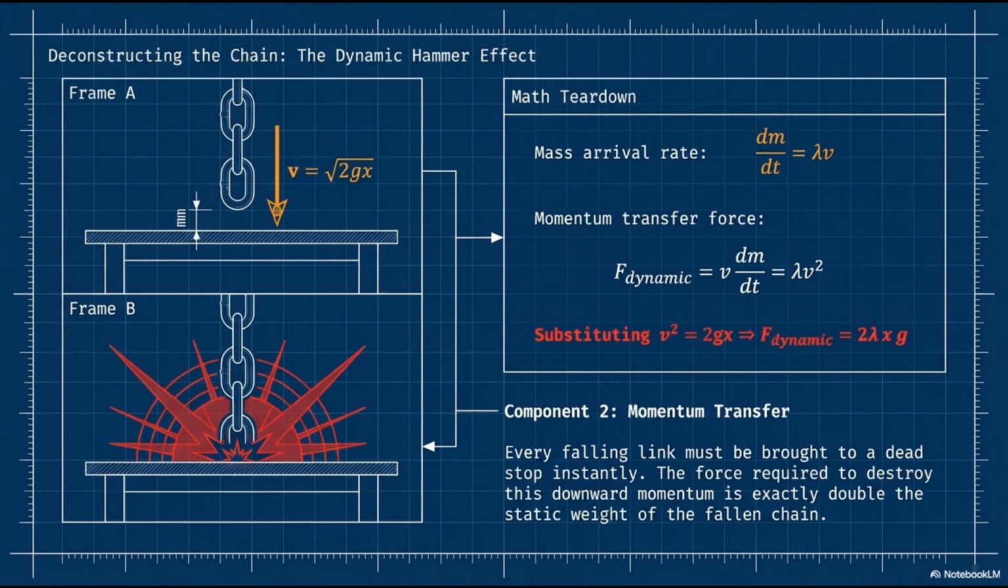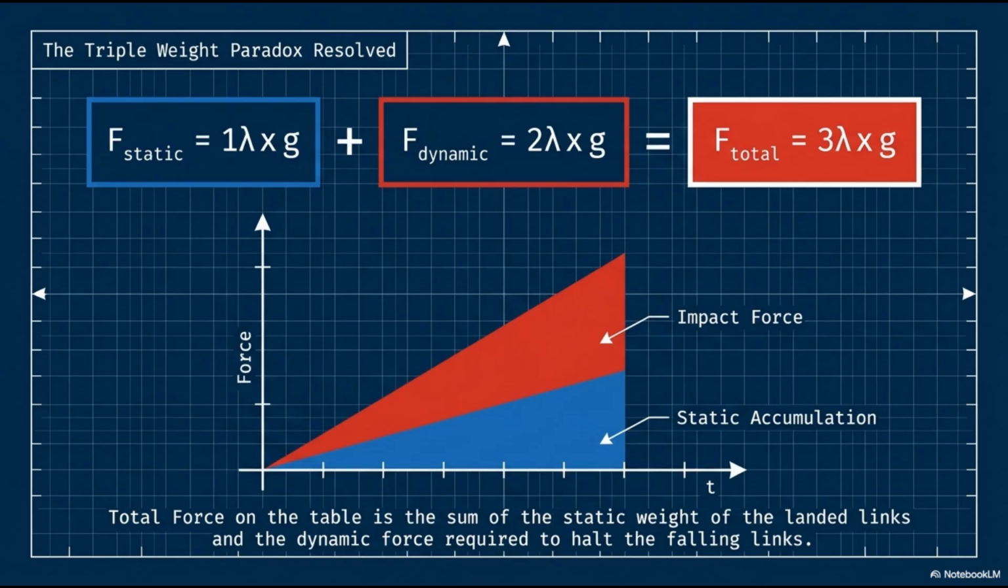Every falling link hits the table with the velocity v equals the square root of 2gx. The force required to stop this mass flow instantly is calculated as v times dm by dt, which simplifies to 2 lambda xg. When you sum these components, 1 lambda xg for weight and 2 lambda xg for impact, you arrive at the total force of 3 lambda xg. This ratio is a high-yield fact for your exams. The dynamic impact is exactly double the static weight.